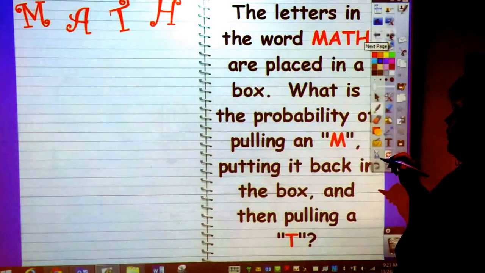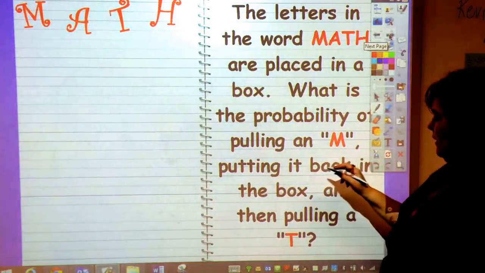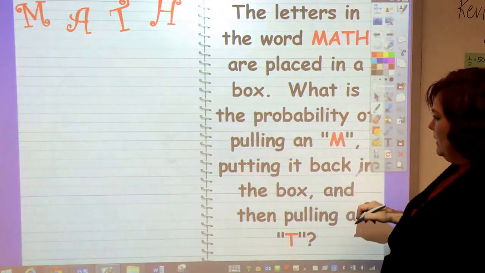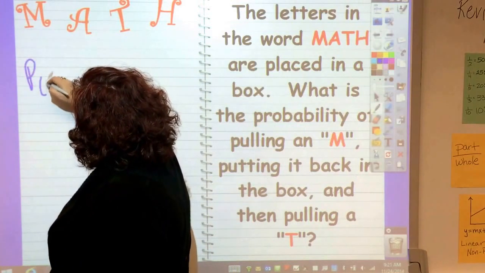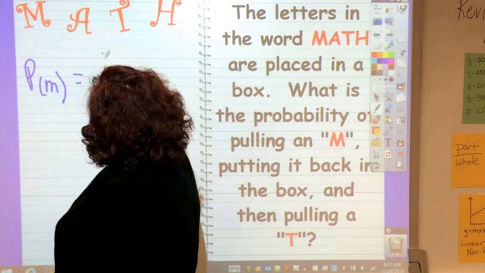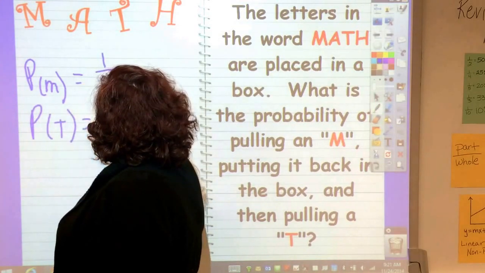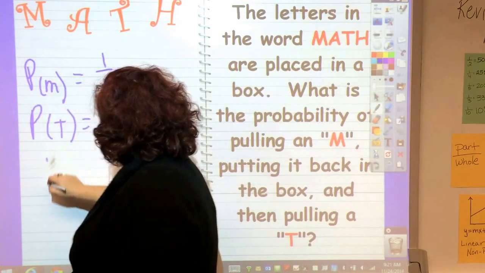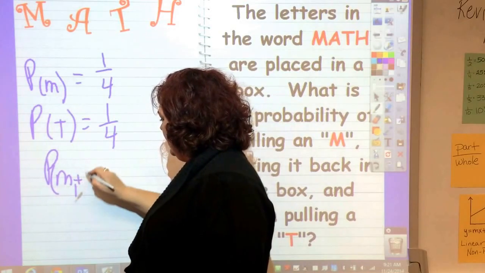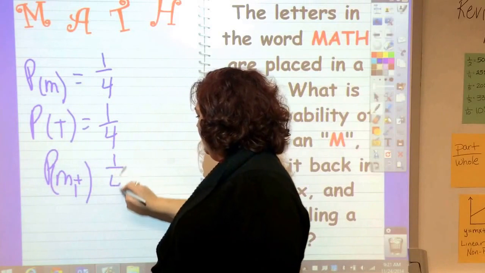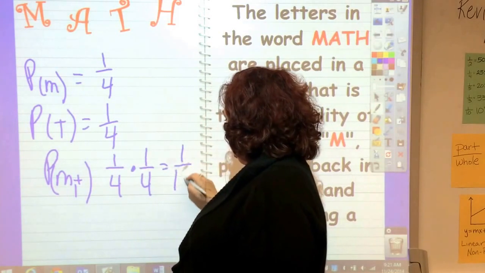The letters in the word MATH are placed in a box. What is the probability of pulling an M, putting it back in the box, and then pulling a T? So the probability of M is 1/4. The probability of T is 1 out of 4. And the probability of M and T is 1/4 times 1/4, which is 1/16.